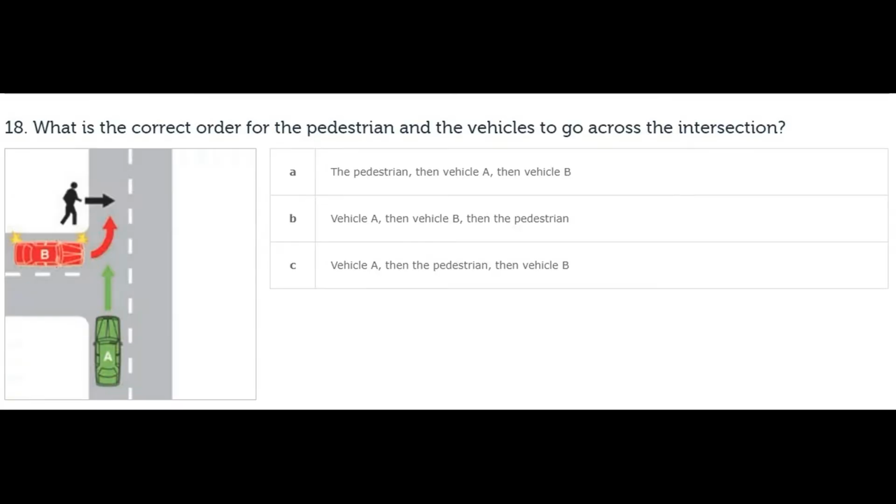Question 18. What is the correct order for the pedestrian and the vehicles to go across the intersection? A. The pedestrian, then vehicle A, then vehicle B. B. Vehicle A, then vehicle B, then the pedestrian. C. Vehicle A, then the pedestrian, then vehicle B.